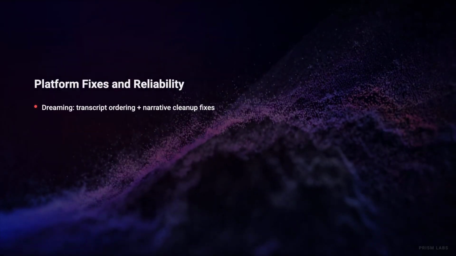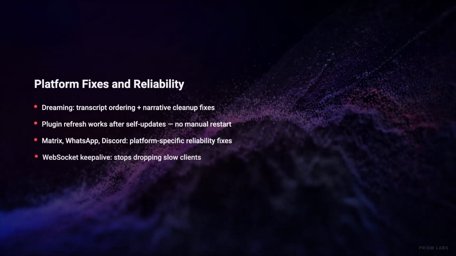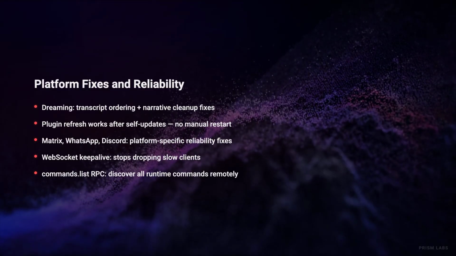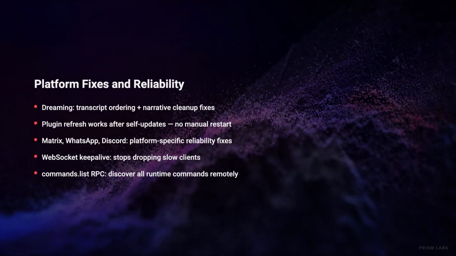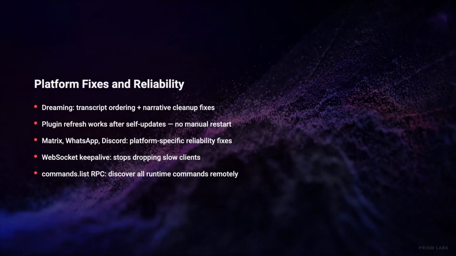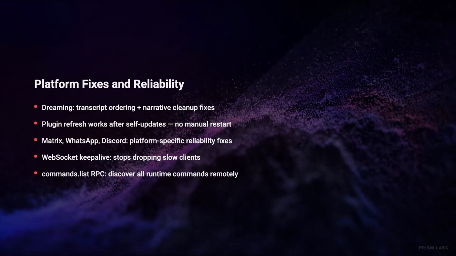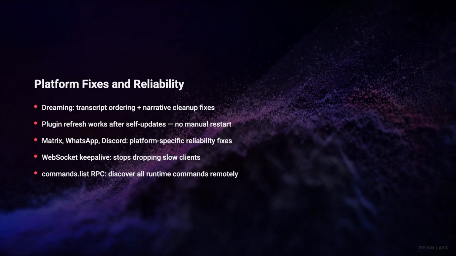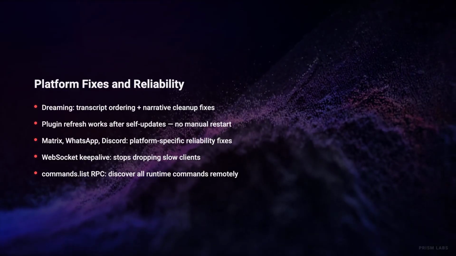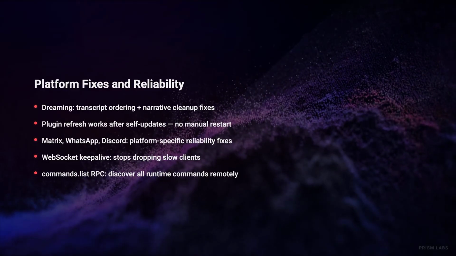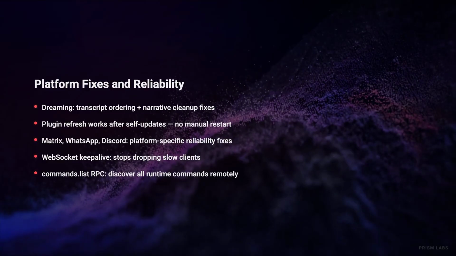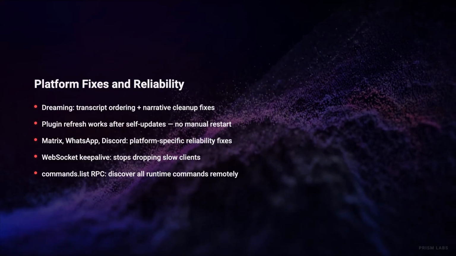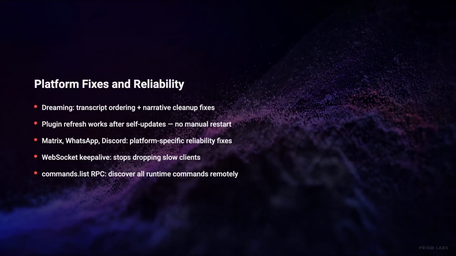Memory and dreaming reliability gets important fixes across transcript ordering and narrative cleanup. The dream cycles that were occasionally producing inconsistent results or generating duplicate entries should now be significantly more stable and reliable. Plugin refresh after self-updates is fixed, meaning plugins that update themselves during runtime no longer require a manual gateway restart to pick up the new version. Matrix mentions compatibility improves specifically for non-OpenClaw clients that were seeing garbled mention formatting, a subtle but important fix for teams using Matrix with mixed client environments.